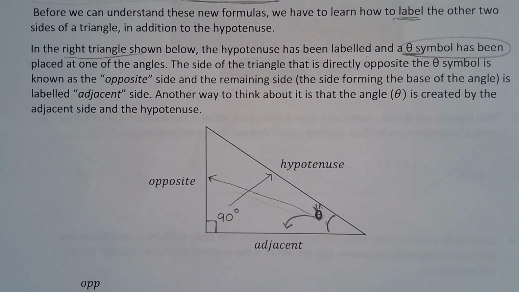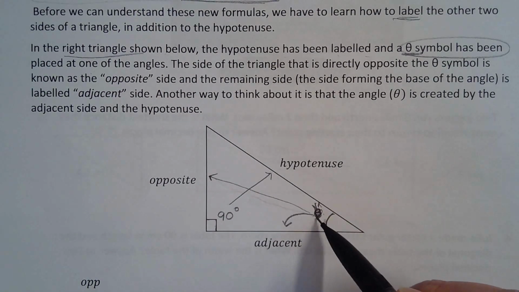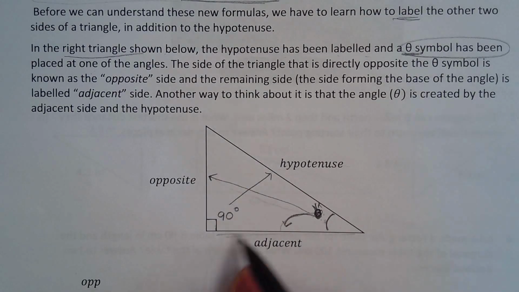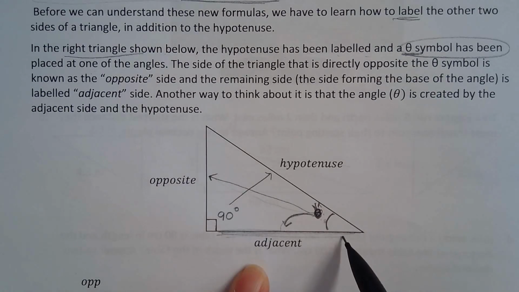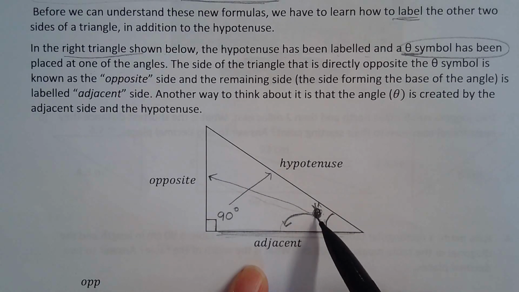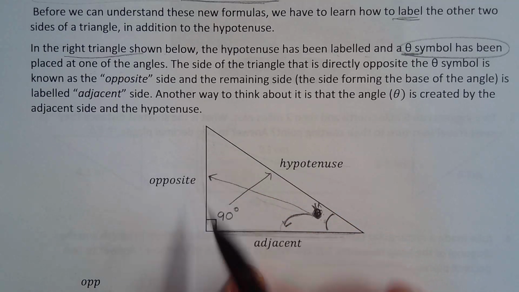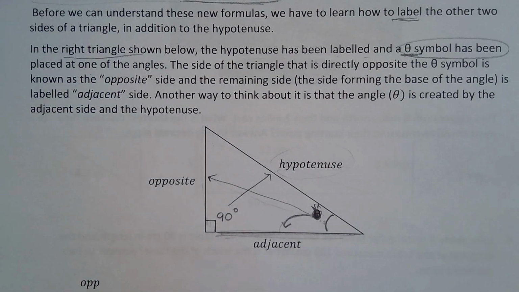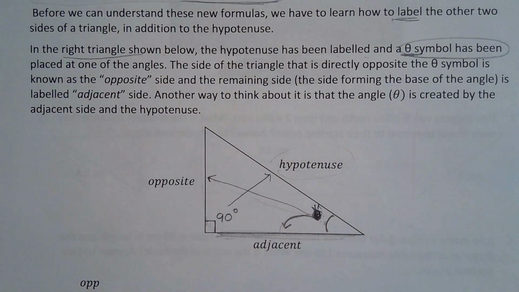And then the word beside has another word that we can use. It's called adjacent. So the word adjacent means beside. If this is you, right beside, this is your adjacent side. And if this is you, this is the opposite side. And then this one will always be the hypotenuse because it's right across the 90-degree angle.